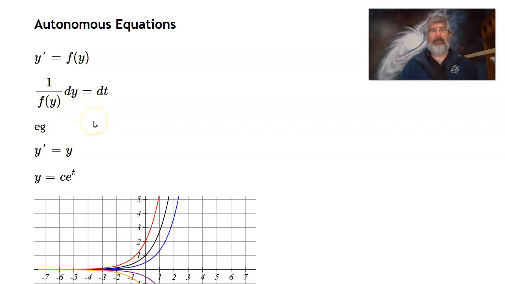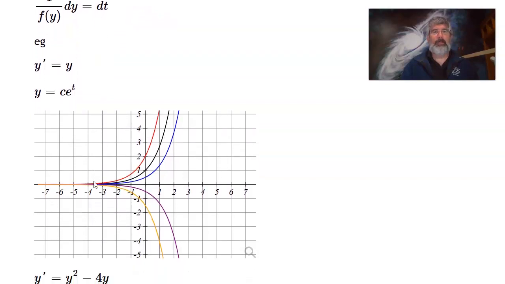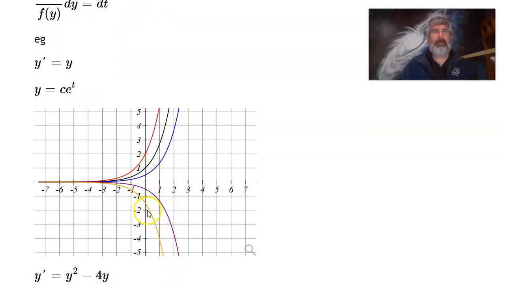Now, the most basic example of an autonomous equation is just y prime equals y. This is one we've looked at before. It's your basic exponential growth. Solutions are all of the form y equals c e to the t. Graphing a few of those solutions, I can see these here.